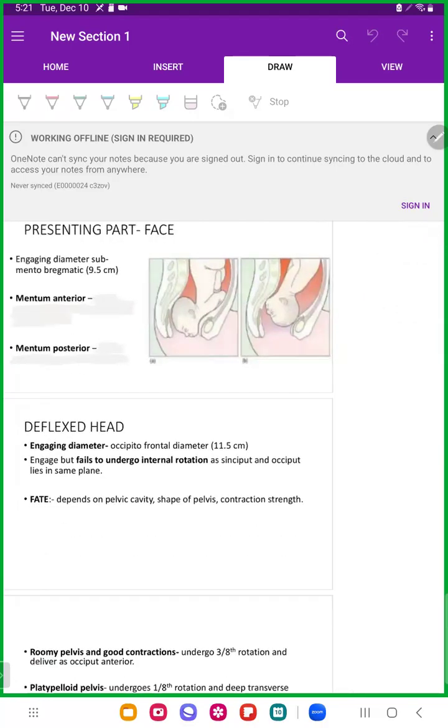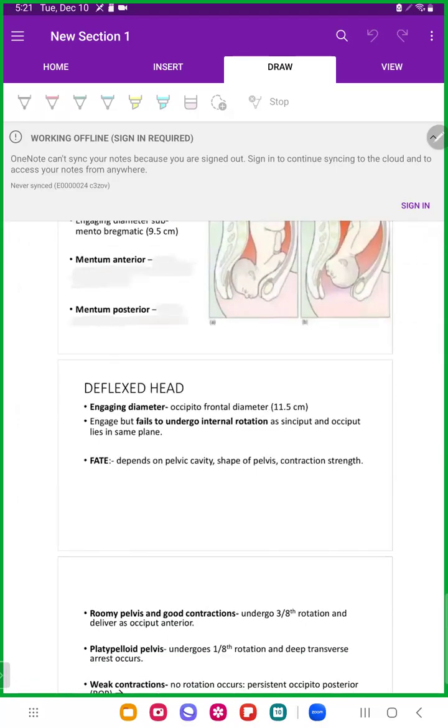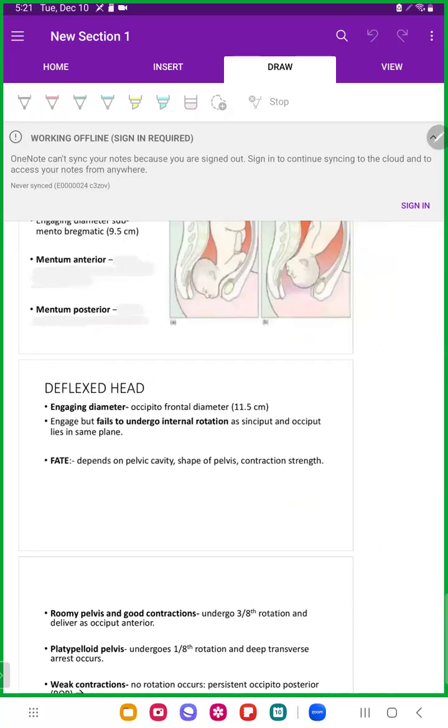Next is deflexed head, or what do you mean by deflexed head? That it is in military position. So the engaging diameter is occipitofrontal diameter, which is 11.5 centimeter. This diameter engages, but it fails to undergo internal rotation because sinciput and occiput both lie in the same plane. What is sinciput? It is the brow area. So the brow area and the occiput lie in the same plane.